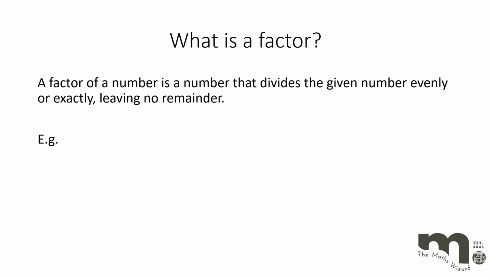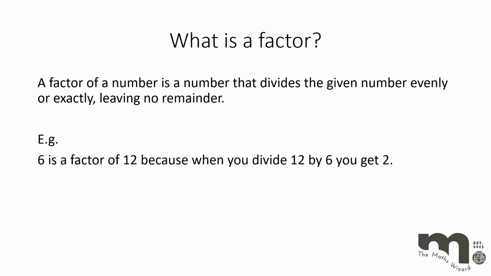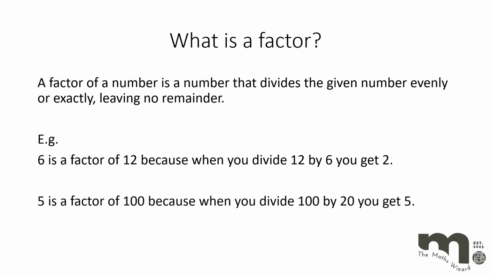So remember, a factor of a number is a number that always divides the given number evenly or exactly, leaving no remainders. So for example, if we've got the number 6, that's a factor of 12, because when you do 12 divided by 6, you get 2. You don't get any remainders there. Another example, 5 is a factor of 100 because 100 divided by 20 will give you 5. So 5 goes into 100 exactly 20 times.